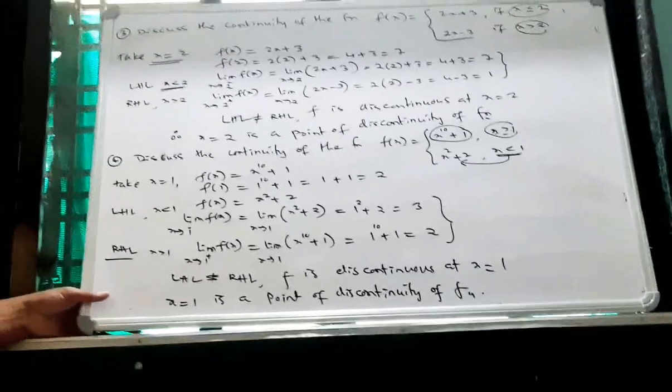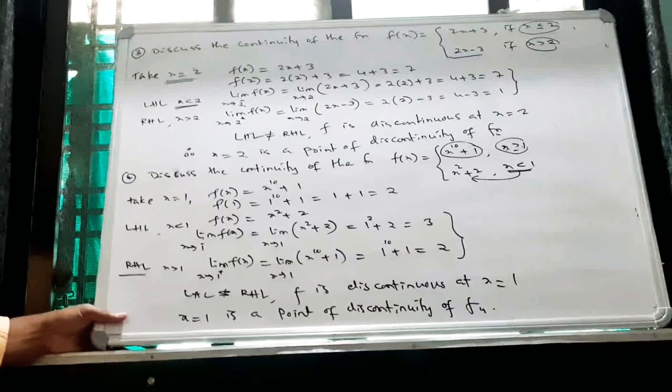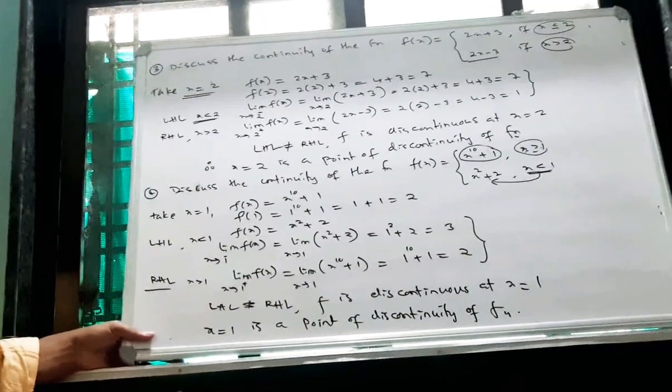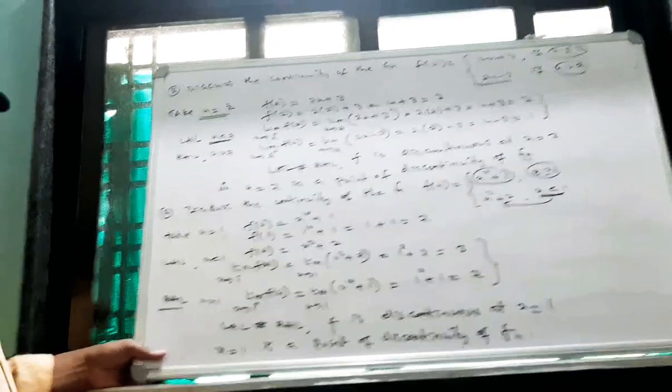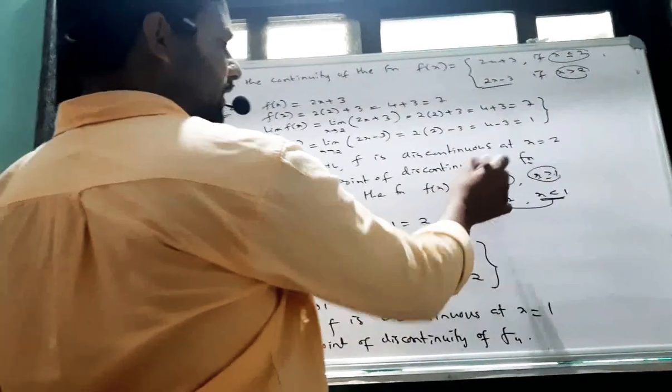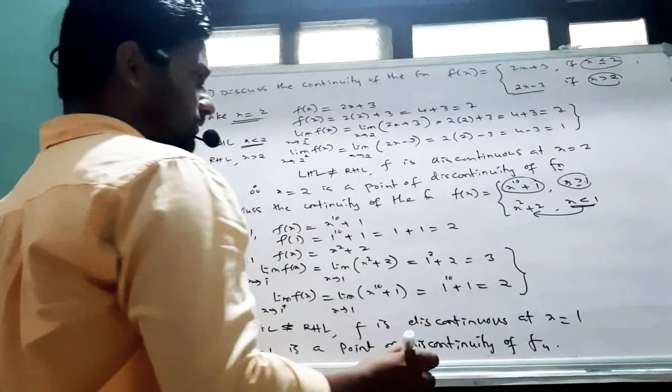So the remaining examples we see tomorrow, and we have to solve some more examples, that is 4 more examples: how to find the value of the unknown, that is k, if the function is continuous, right?